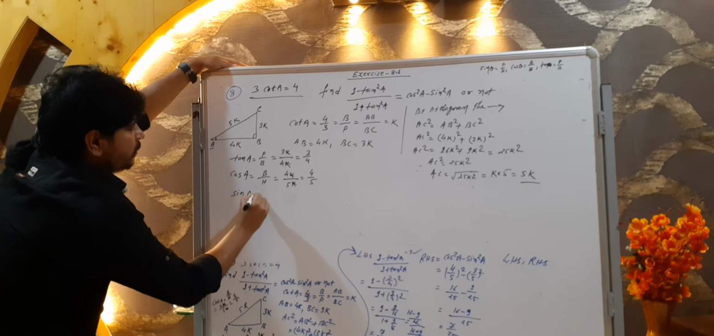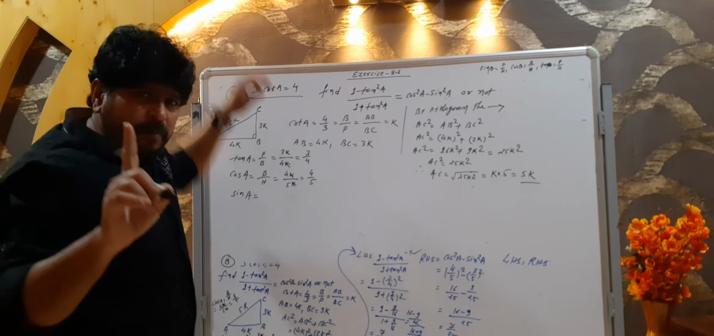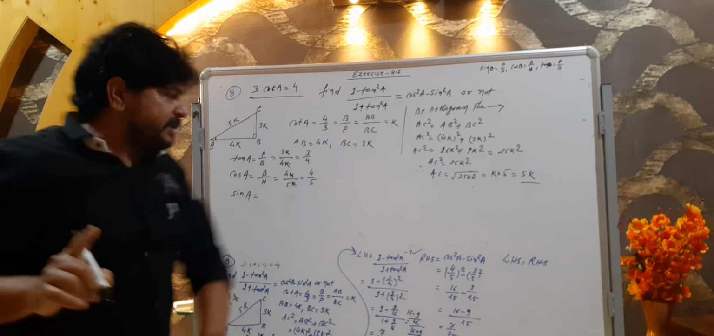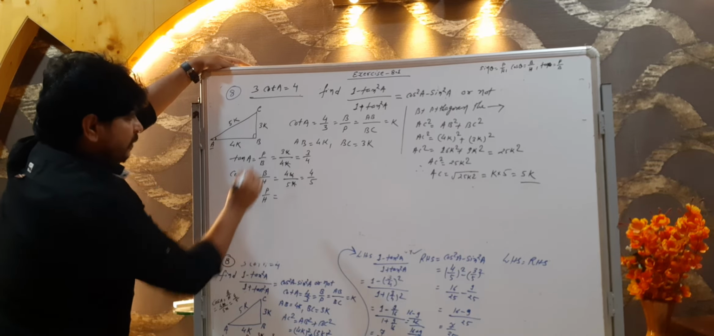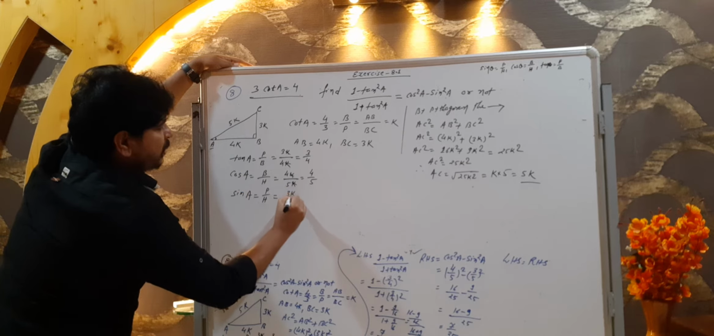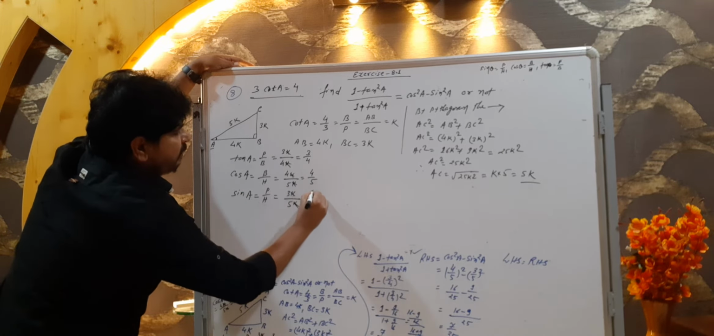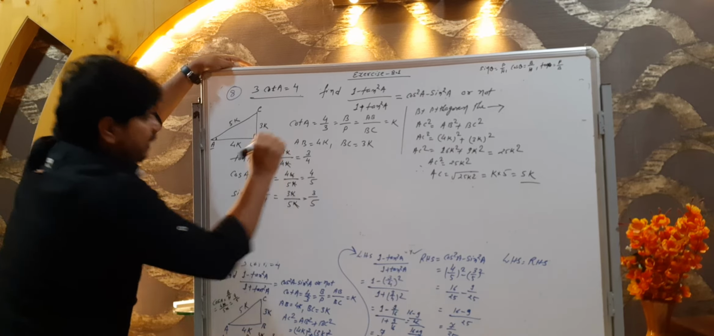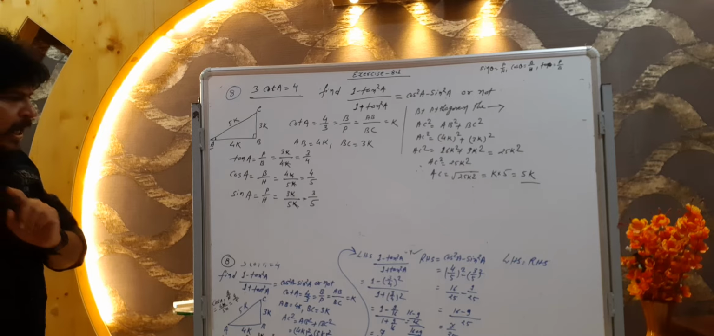After cos, now we have to find out sin A. What is the value of sin A? Perpendicular upon hypotenuse. What is the perpendicular here? 3K. And what is the hypotenuse? 5K. K cancels. In that case, we get 3 upon 5. Look guys, we now have tan A, cos A and sin A.